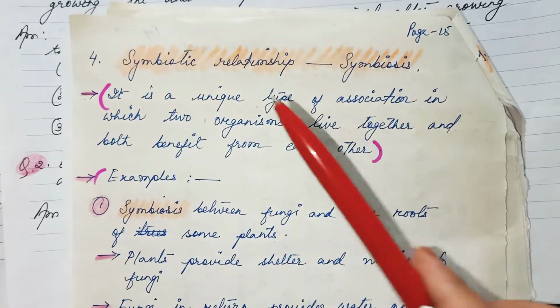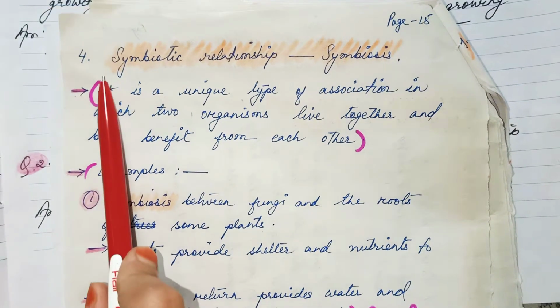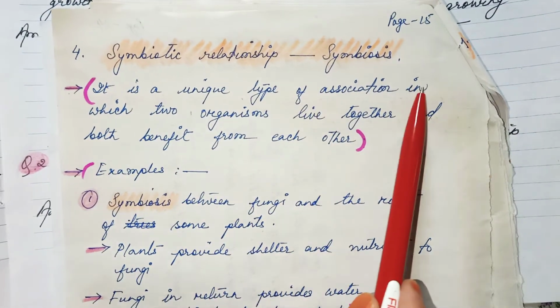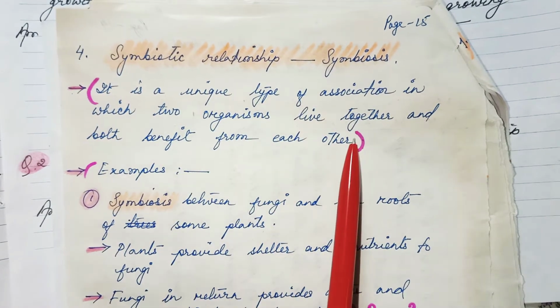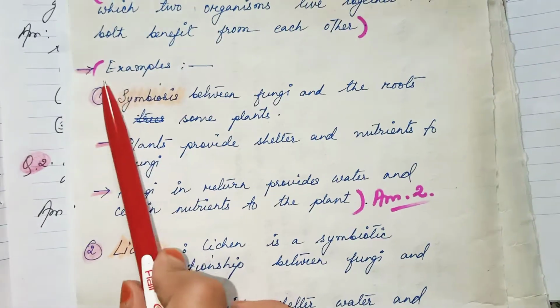First of all, you have to write the definition of symbiotic relationship. You start here, I have marked it with pink color. It is a unique type of association in which two organisms live together and both benefit from each other. So first of all, you have to write this one, then after that, write an example.